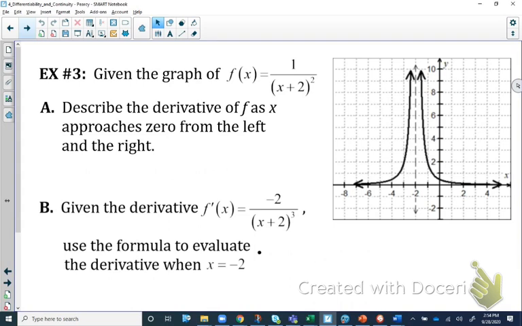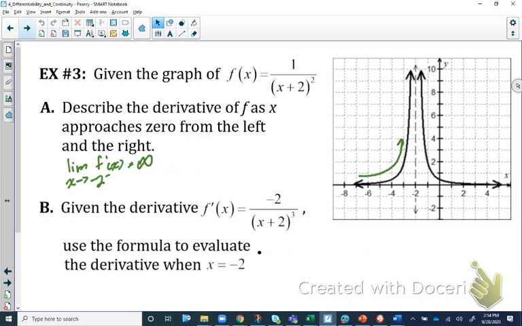Describe the derivative of f as x approaches from the left or from the right. So the limit of the derivative of the function as we approach, what is it, a negative 2 from the left-hand side. Well, from a negative 2 from the left-hand side, you can see we're bending and we're heading up towards a positive infinity.